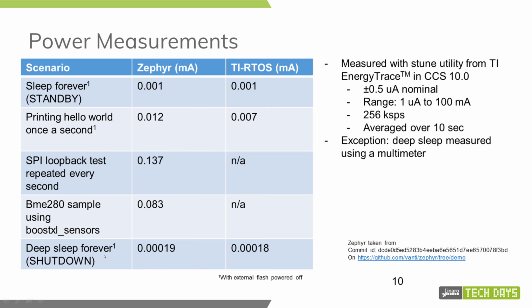And then in the last scenario, the shutdown mode, the consumption was too low for me to measure with TI Energy Trace, so I used that old-fashioned multimeter and hooked it up to the power rail to the target, and then the numbers came out not too far from the nominal figures as well.